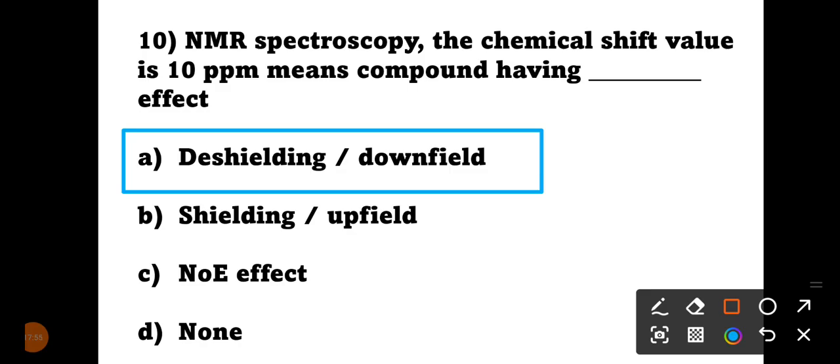What is the shielding or upfield effect? That is nothing but the initial stage of the chemical shift, like the delta values 1 ppm, 2 ppm, 3 ppm. These protons are the shielded ones, right? And whatever is at 10 ppm, like 8 ppm, 12 ppm, these are the deshielded ones. And what are the functional groups for those 10 and 12 ppm values? Just as we have seen, those are the aldehydes and acids.